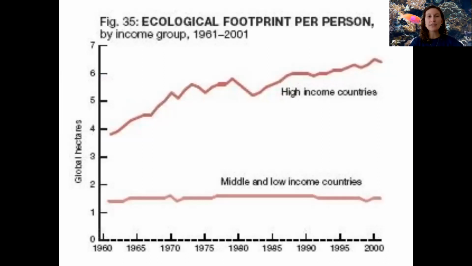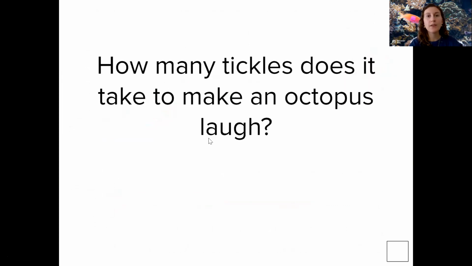Just to summarize this, this is an older graph. It only goes until 2001, but in general, the countries that have higher income compared to middle and low income countries end up having a larger ecological footprint. Those ecological footprints, again, are measured in hectares. It's our last slide. Yay!